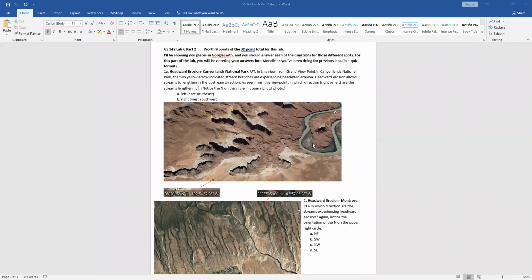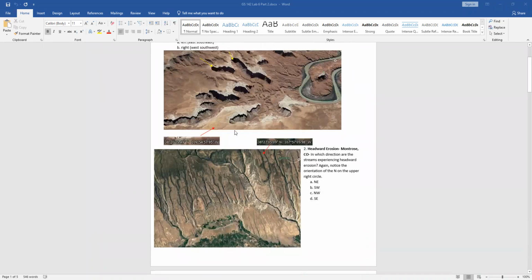So if north is to the bottom, then which direction are they eroding? So north is down, and they are eroding like what, 45 or more degrees away from that? So they're eroding more towards the south than they are to the north, true? Okay, so which south? Are they eroding to the left or to the right?